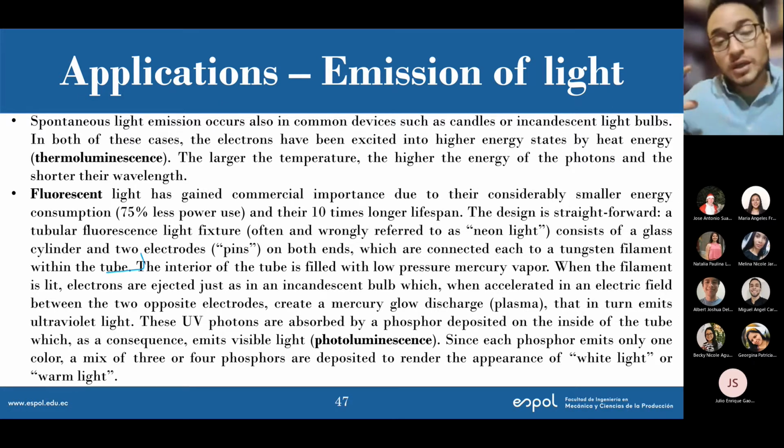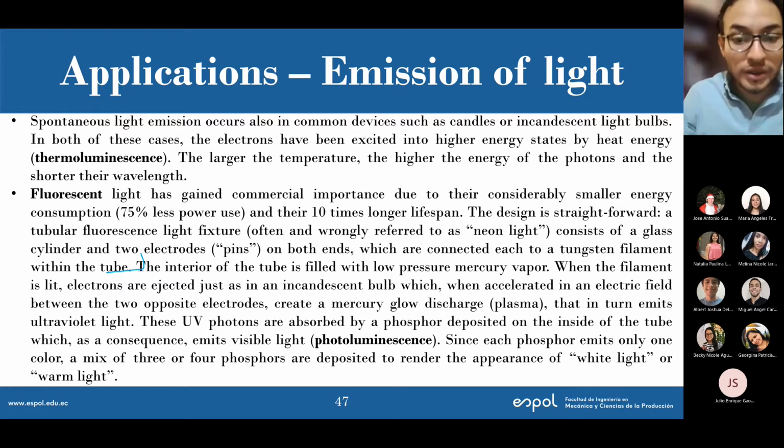So you have the tube that is usually filled with low pressure mercury, and you have both ends of the bulb connected to tungsten filaments. When you light the filament, electrons are ejected in an accelerated electric field. They collide with the mercury atoms, and that obviously generates a plasma, and that plasma emits ultraviolet light, and those ultraviolet photons are absorbed by a phosphor, and that emits light.